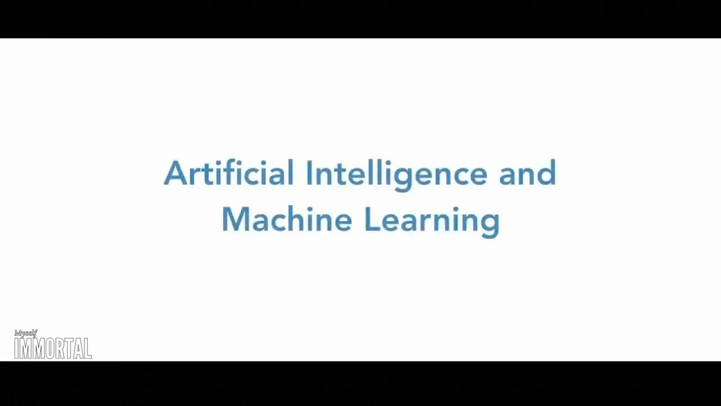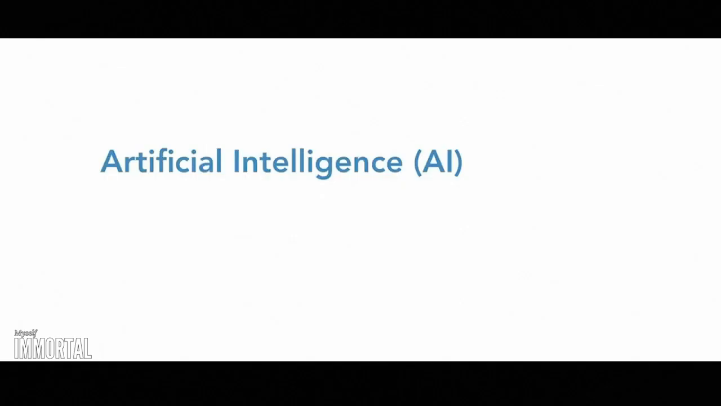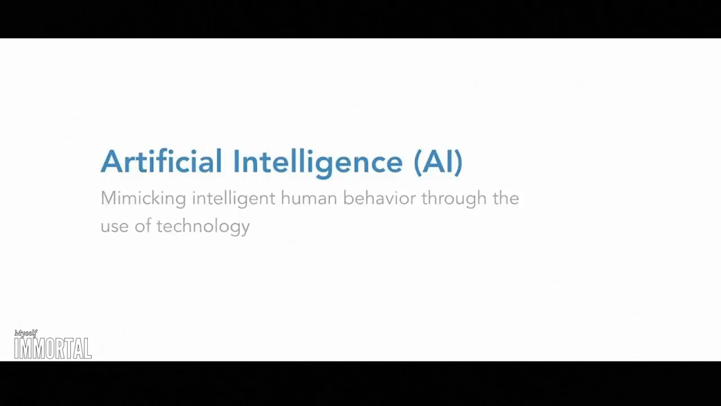Artificial intelligence, and more specifically, machine learning, are all the rage in a cloud computing environment. It works well in the cloud because the cloud has the ability to easily provision clusters of virtual machines that support this type of functionality. Now, if we take a look at what the definition of artificial intelligence, or AI, is, it would look like this. It's the mimicking of intelligent human behavior through the use of technology.